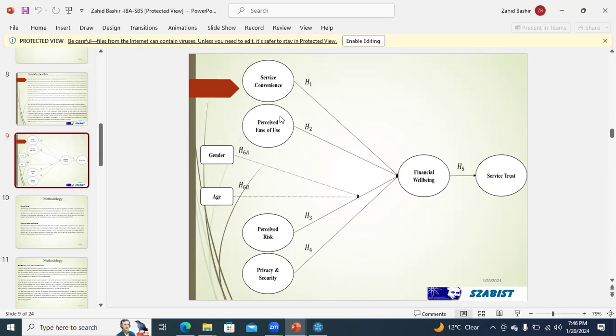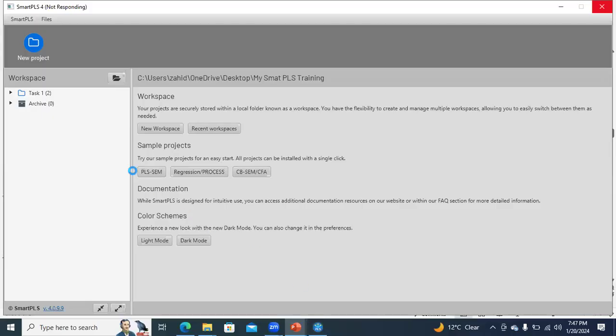So these are basically, you can say, the exogenous variables, and this is the first endogenous, and then it becomes the mediator, and service trust becomes the endogenous. There are some mediators involved in this model. So let me start. Let me select a workspace for analyzing this relationship.